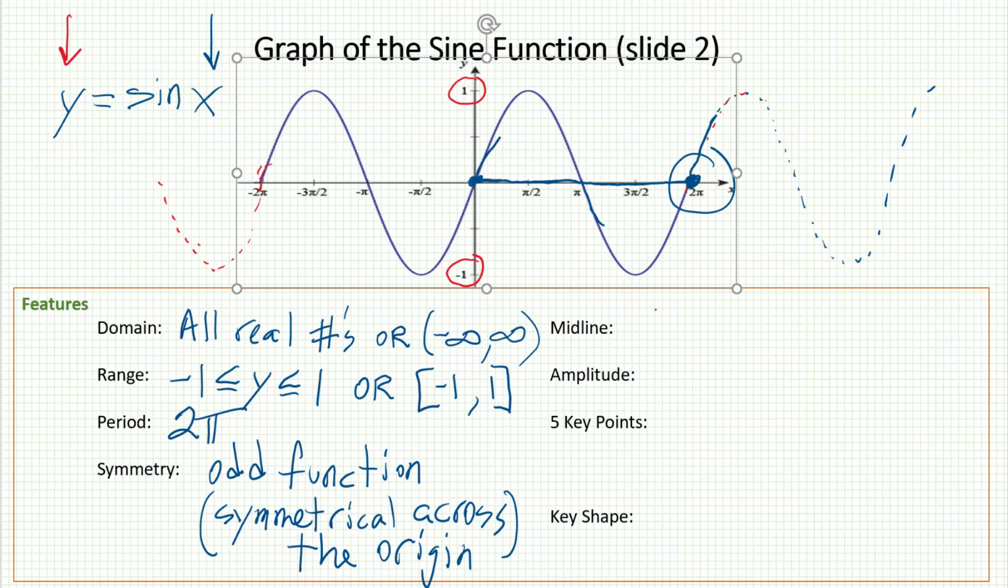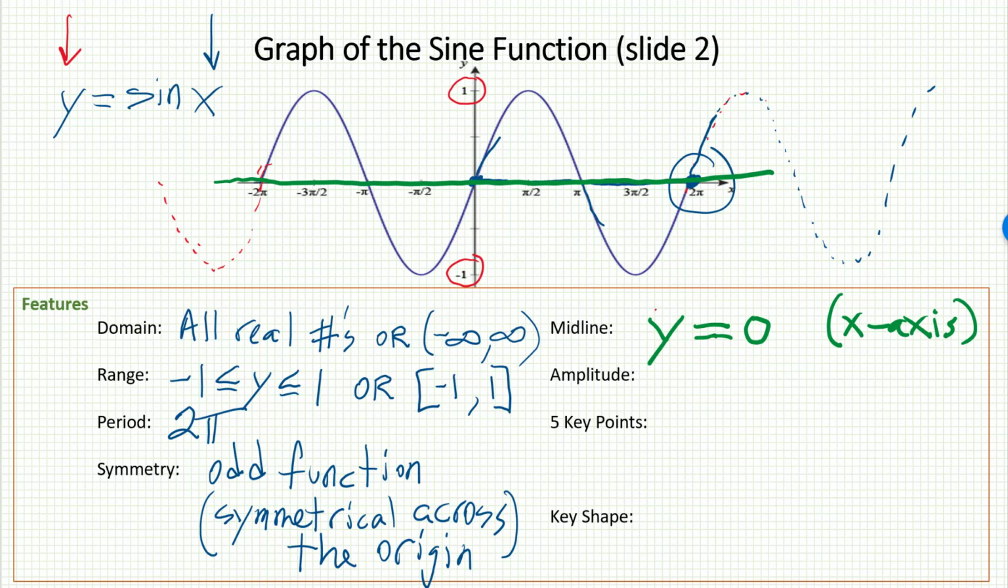Let's go to the midline. The midline is the horizontal line that cuts the graph in half. And I don't think it's very difficult to see that in this picture, that would be the x-axis. Remember, horizontal lines always have the equation y equals a number. In this case, that number would, of course, be 0. So the midline is the equation y equals 0, which is, of course, the x-axis. The amplitude refers to the vertical distance from the midline to the top of the graph or to the bottom of the graph. And you can see here that that distance is clearly 1. So the amplitude is 1.